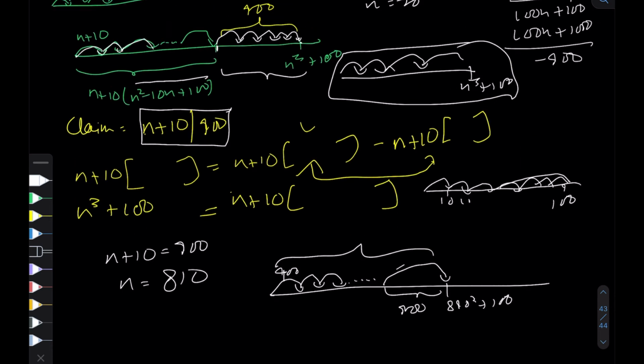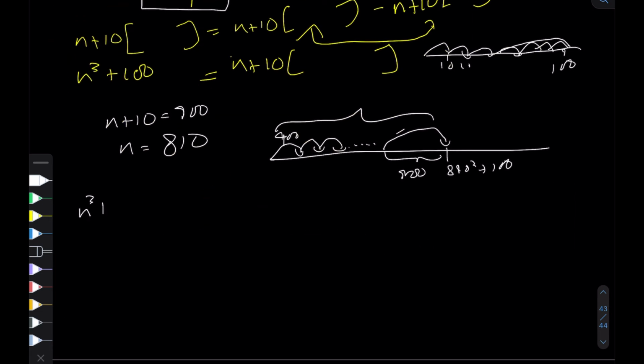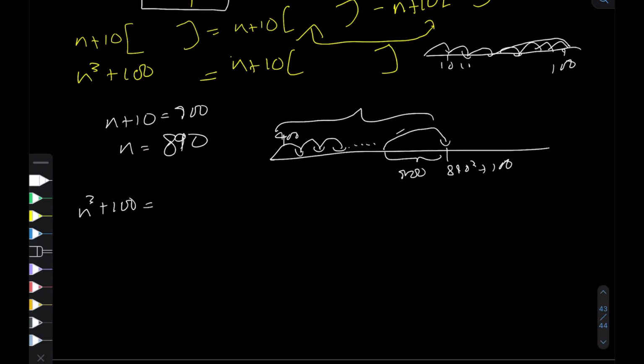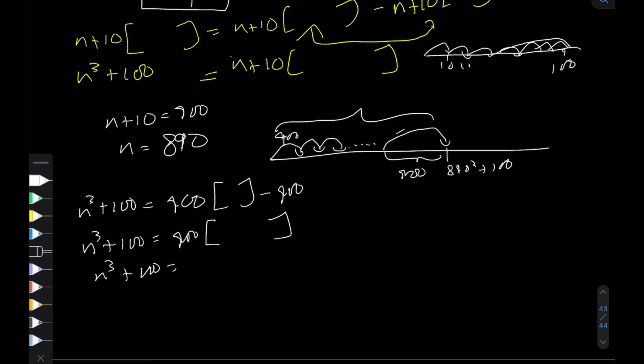To put it in more solid terms, n cube plus 100. So if n is, sorry, this is meant to be 890. If n is 890, then this would be 900 multiplied with something minus 900. In other words, n cube plus 100 is 900 times this thing. And in other words, n cube plus 100 is 890 plus 10 multiplied with this integer. So this is just n plus 10, and hence we are done.